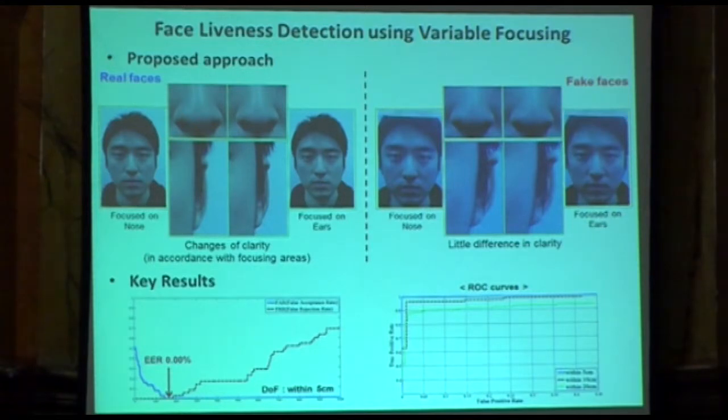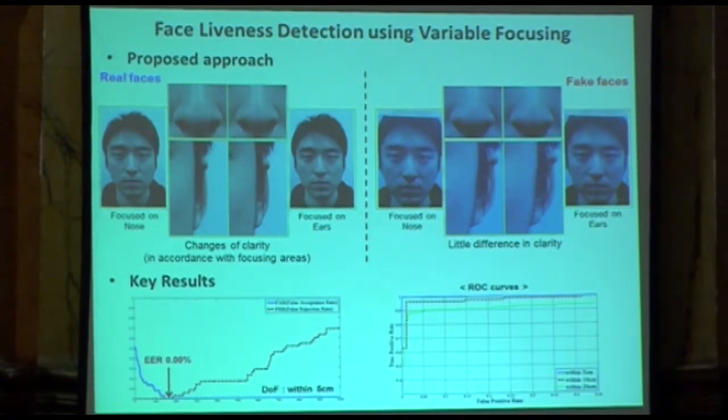So, the reason for this phenomenon is that real faces have 3D shapes. However, in the case of 2D fake faces, there is little difference in clarity, although the focusing area is changed. So we proposed our algorithm based on this feature.